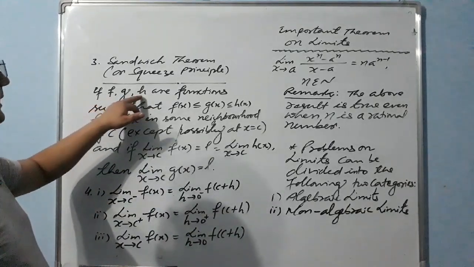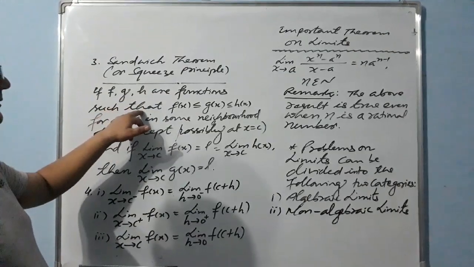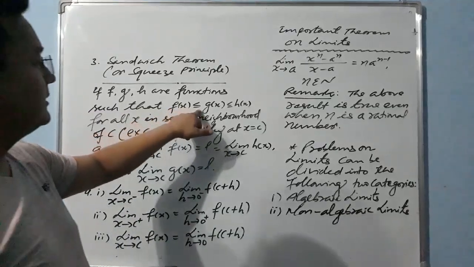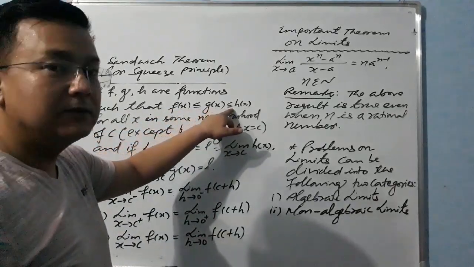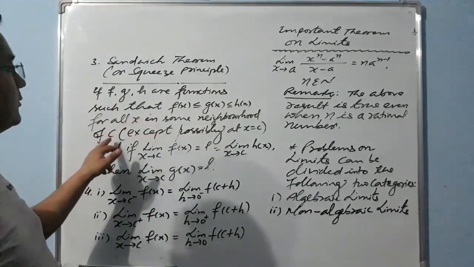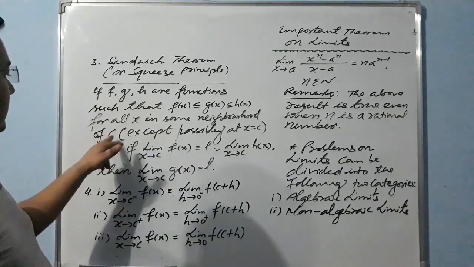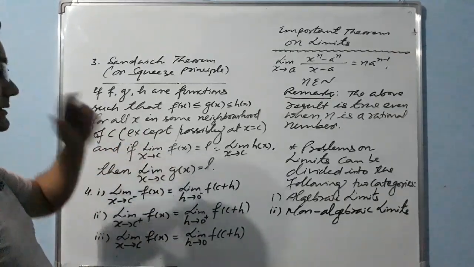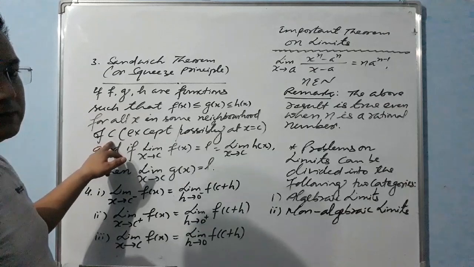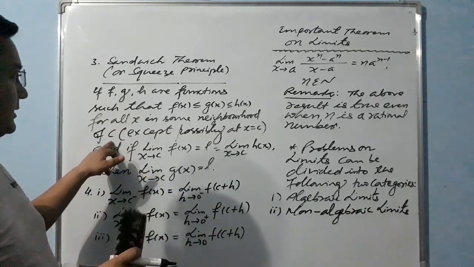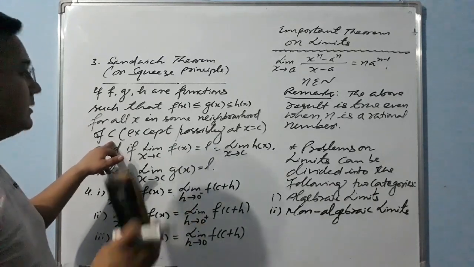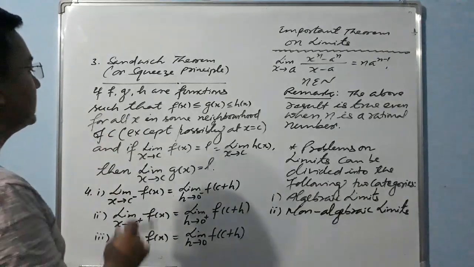If f, g, and h are functions such that f of x less than or equal to g of x less than or equal to h of x, right? They are in this order, for all x in some neighborhood of c, except possibly at x is equal to c. Here, for all x in some neighborhood of c, they may approach from the left of c or right of c, but they are not at x is equal to c.